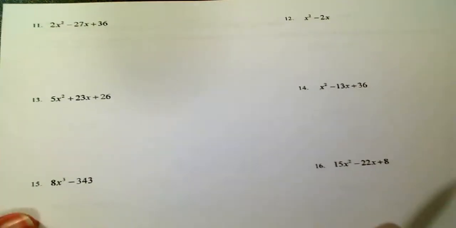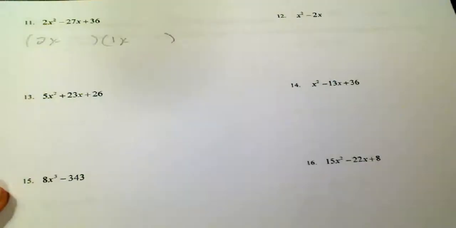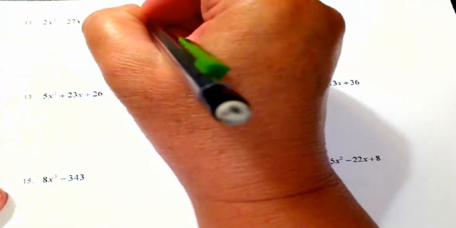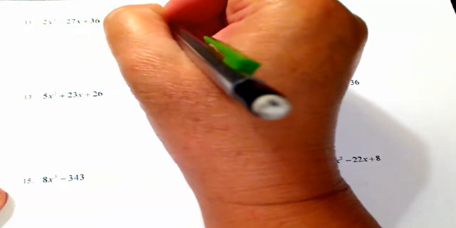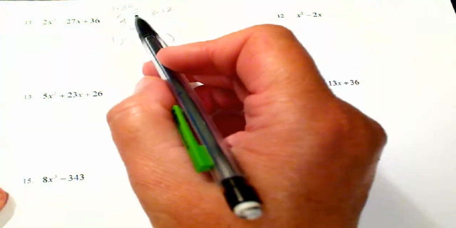GCF. Your answer is no. And it is a type 2 trinomial. So for 2x squared, I'm going to write 2x times 1x. Or you could just write 2x and x. Okay, 36. My goodness, there's all kinds of things to give me 36. 2 and 18, 4 and 9, 6 and 6, 3 and 12. Oh my goodness, you're like, well, which one do you pick? I think I'm going to start with the 4 and the 9.